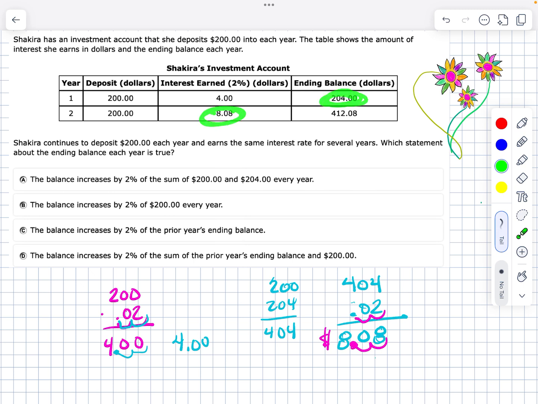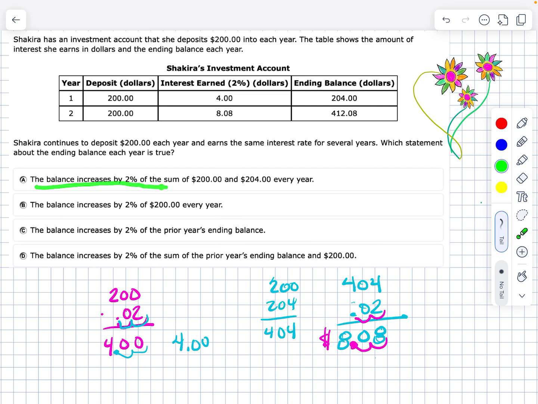So they're taking this ending balance, adding it to the amount she deposited, and at the end of the year she gets this. Okay, so now how do they get this number? So what they're doing is they're adding all of this together. They're adding 204 plus 200, that's 404, plus the 8.08, which is 412.08. Okay? So they're adding her last balance plus the new deposit plus the interest that she made, and they come out with this. Okay, now we should be able to answer this question very easily.